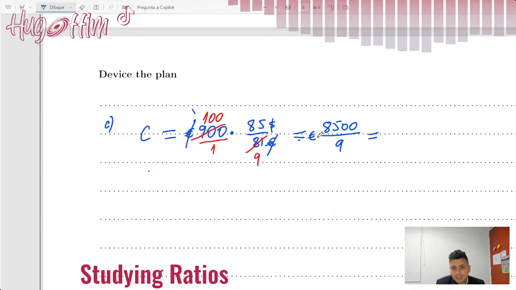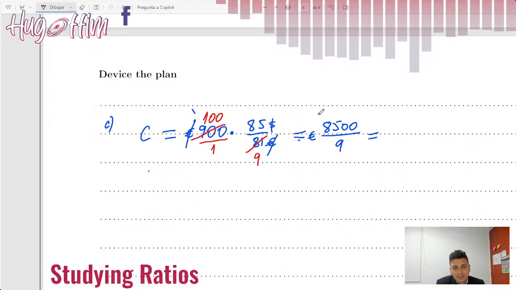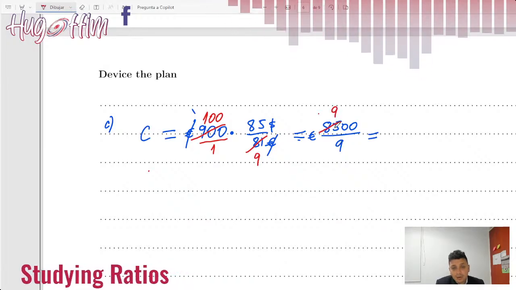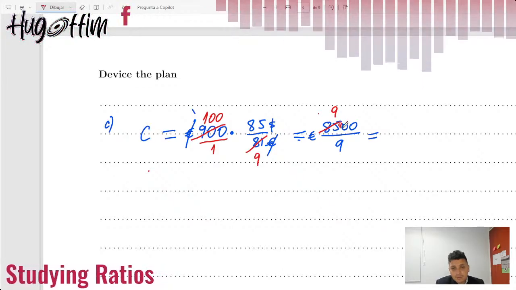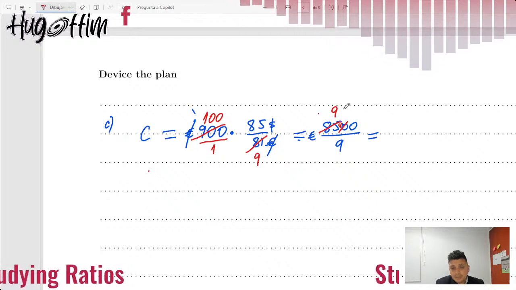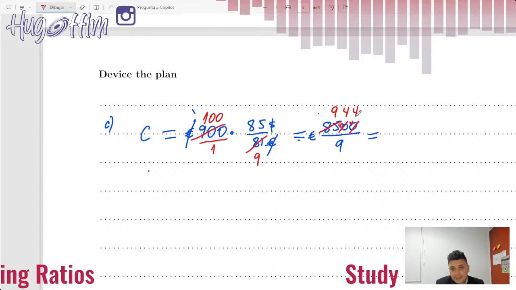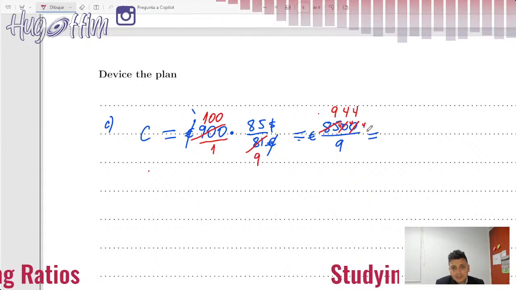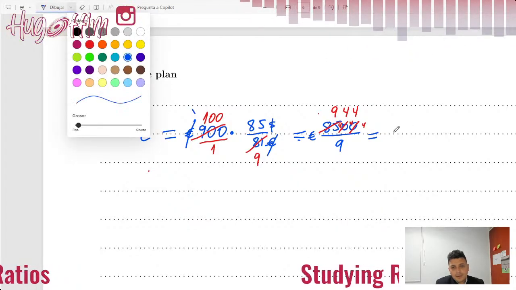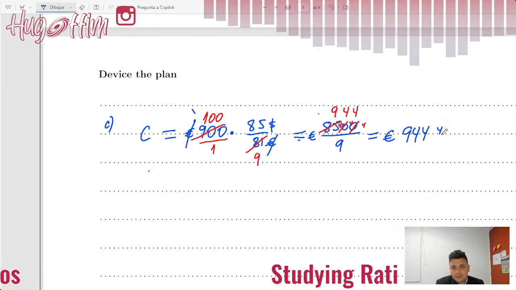Now, I want to know this as a mixed number. So if I want it as a mixed number, remember the strategy I used to divide. I'm going to divide by 9. So 85 divided by 9 is 9. 9 times 9, 81. 4 left. So 40 divided by 9 is going to be 4. And I got 4 left. So this is just 944 euros and 4 9ths.